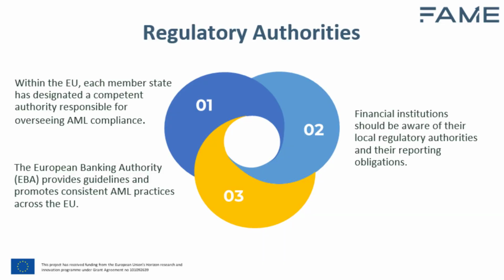Regulatory authorities. Within the EU, each member state has designated a competent authority responsible for overseeing AML compliance. Financial institutions should be aware of their local regulatory authorities and their reporting obligations. Additionally, the European Banking Authority, EBA, provides guidelines and promotes consistent AML practices across the EU.